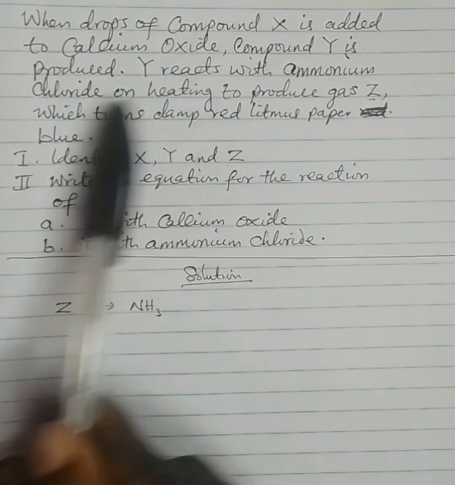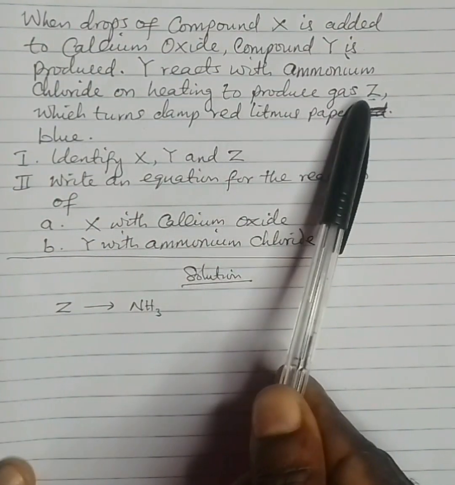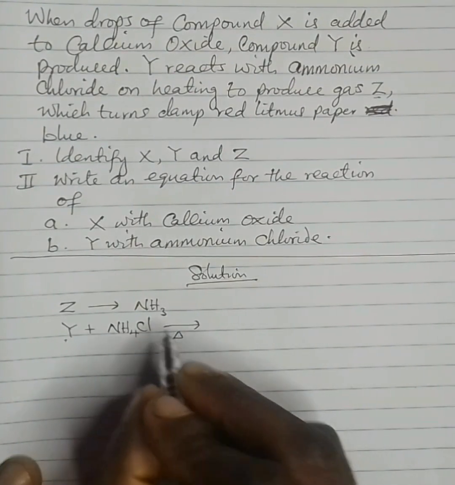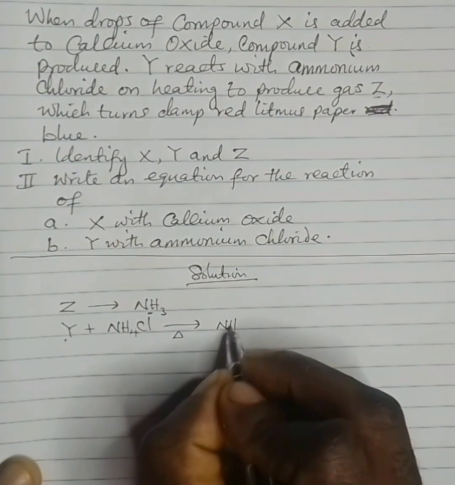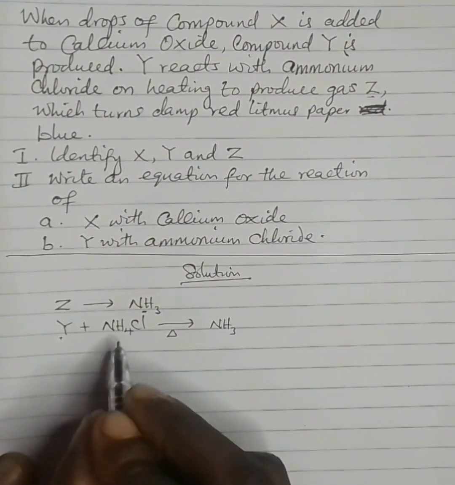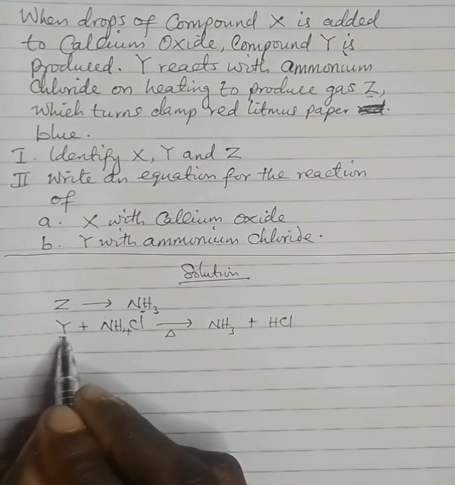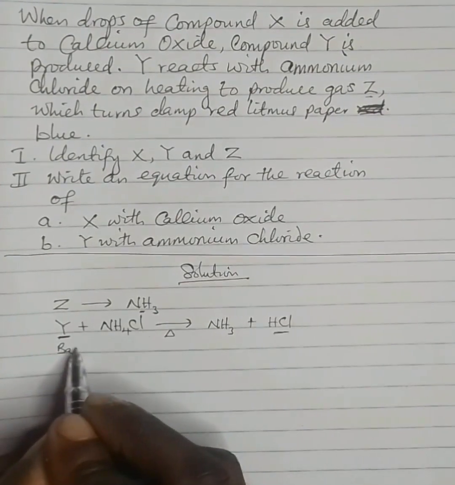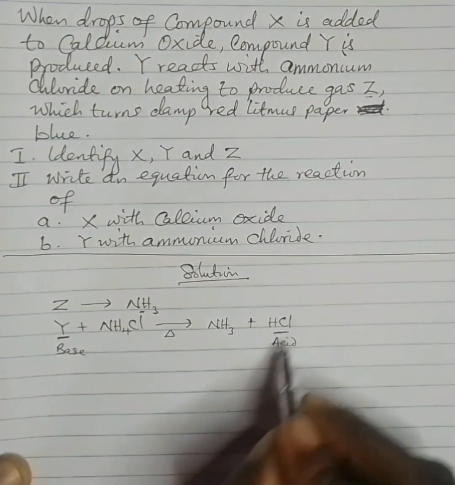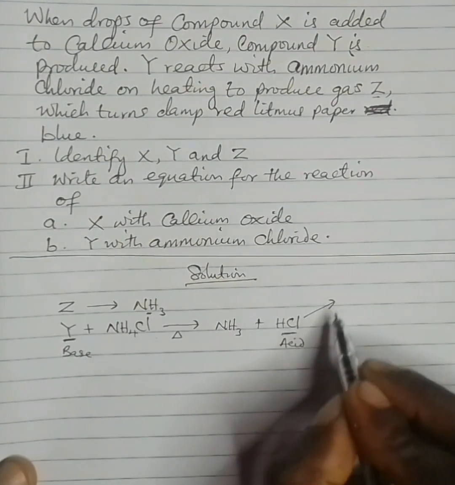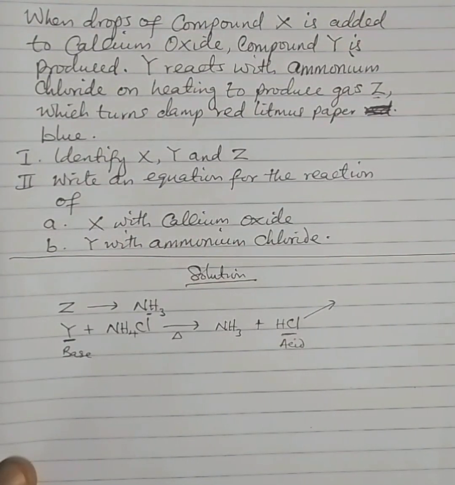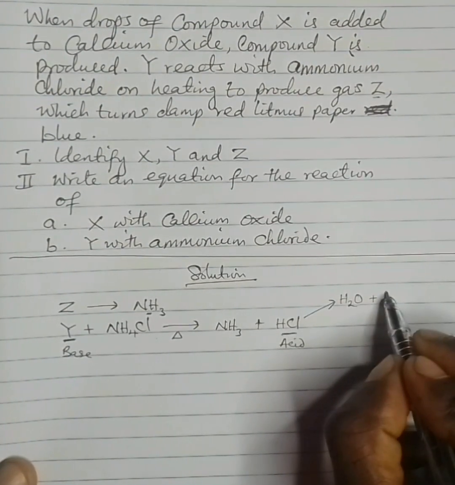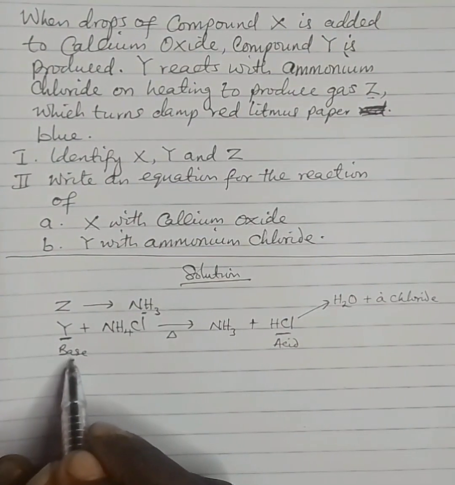It has been established. Now, Y reacts with ammonium chloride on heating to produce the gas, right? So Y reacts with ammonium chloride under heating. Now, let us consider how ammonium chloride reacts. Ammonium chloride reacts to produce ammonia and hydrogen chloride gas. Now, ammonia has been produced. Hydrogen chloride, how will it attack a part of Y? It means that Y must be a base for it to react with hydrogen chloride, which is an acid. And if that is so, water and salt must be formed in the process. Y must produce water when it reacts with the acid, and a salt, a chloride salt for that matter. So there is a part of Y that will form a chloride salt.